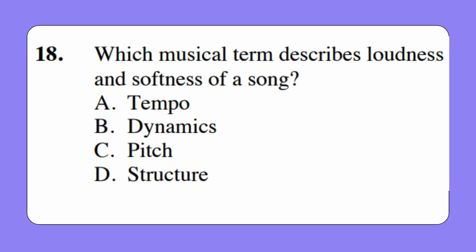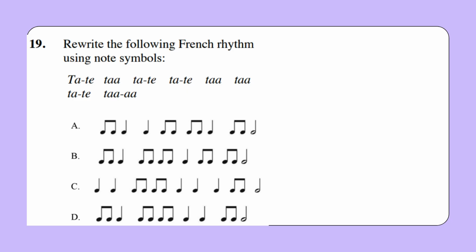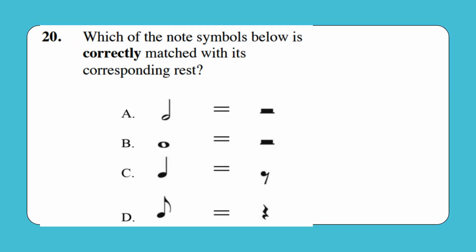A. Tempo. B. Dynamics. C. Pitch. D. Structure. 19. Rewrite the following French rhythm using note symbols. 30 ETA 30 30 ETA TA 30 ETA. 20. Which of the note symbols below is correctly matched with its corresponding rest?